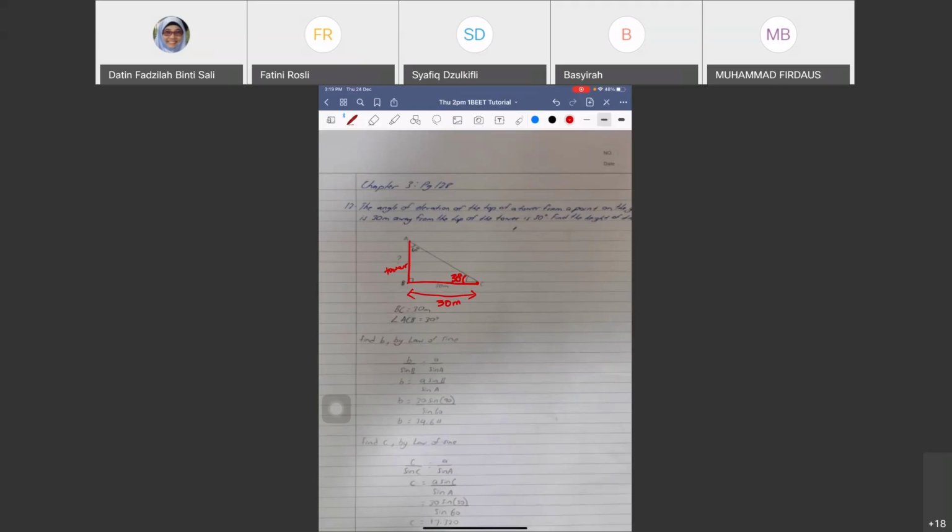So basically what you want is to find the height of the tower. The question asks you to find the height of the tower. So the diagram is correct here. That means from the diagram you want to find what is AB. So this is what we want: to find the length AB.